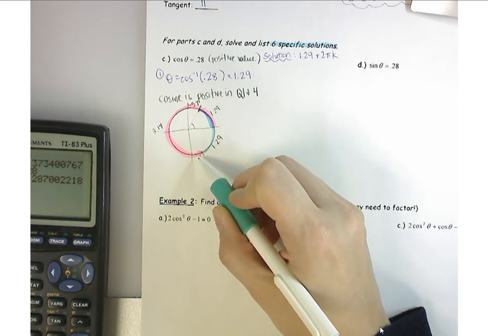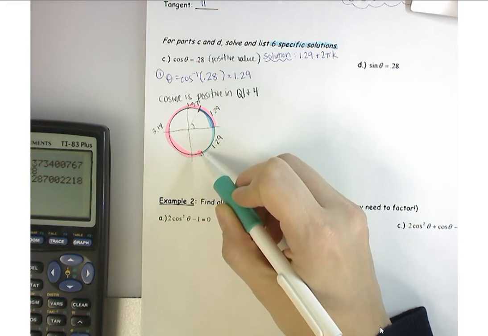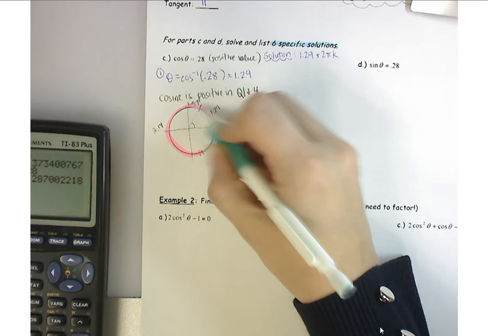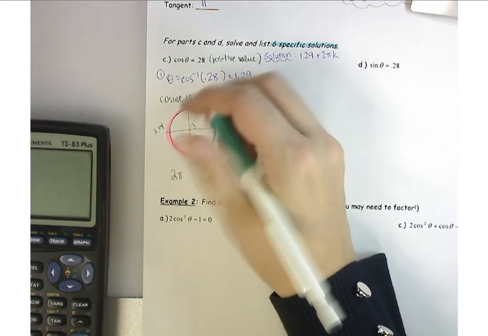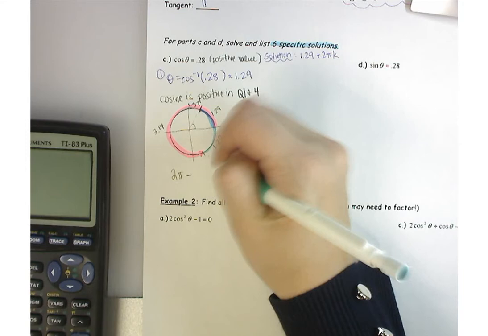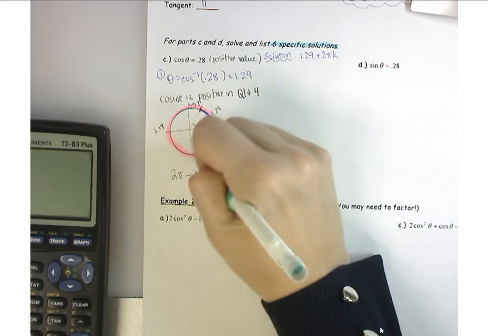Which you could find. Yeah, Liam. It would be 6.28 minus 1.29. Okay, so you can take 2 pi, right? So you can take the whole circle, 2 pi, and subtract the 1.29, where 2 pi is equivalent to 6.28. Okay, so 2 pi minus 1.29.